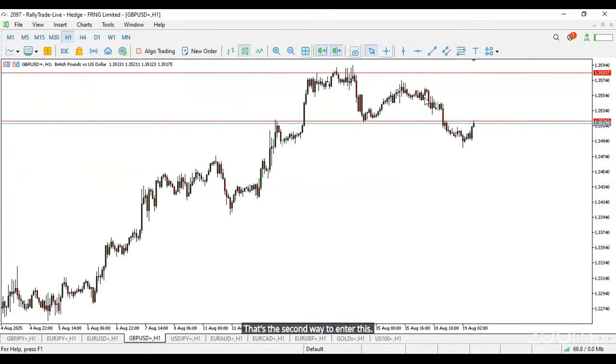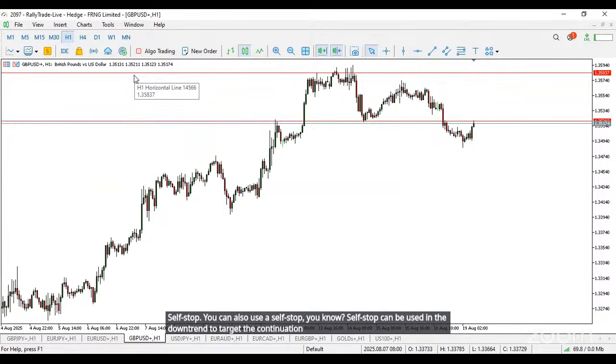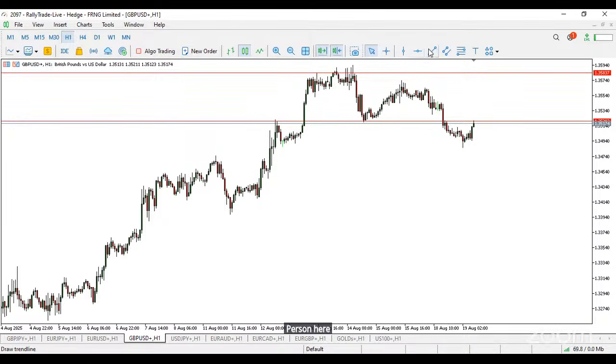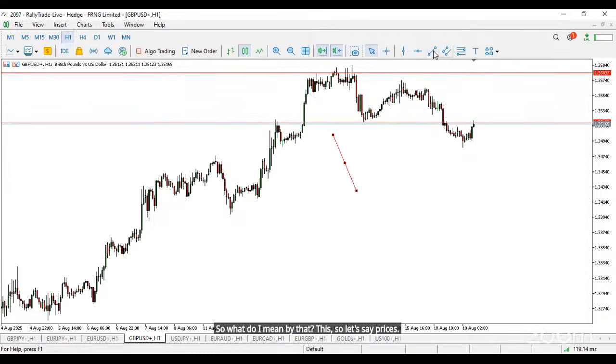Then the third way to enter this is to put a sell stop. You can also use a sell stop. Sell stop can be used in a downtrend to target the continuation of the downtrend. Very simple. So what do I mean by that? We look at this. Let's say price is going through a downtrend in this manner, and you can see the pullback, new lower low. Now it's doing a pullback.